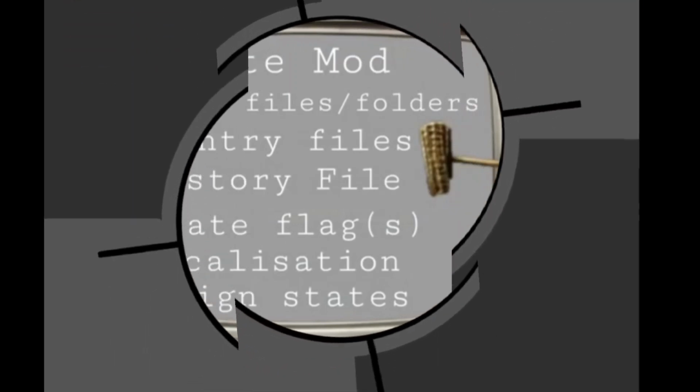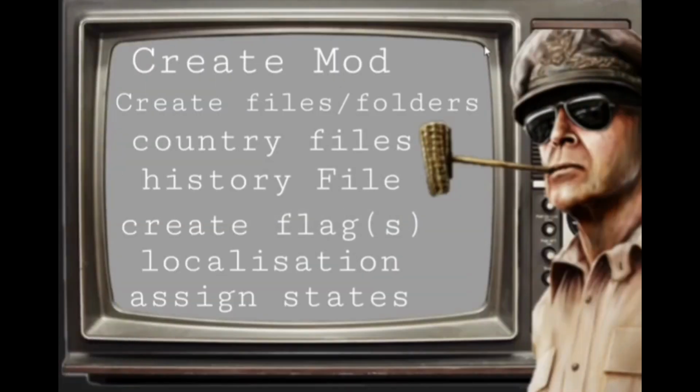Welcome to our first video. In the first video we're going to be making a country. As we make this country, this is a super simple tutorial. I'll try not to go too fast, but try not to go too slow, so it's not like a 30-minute video, I'm hoping. What we're going to be doing is creating the mod, creating the folders and files, creating the country, history file, the flag file, localization, and assigning the states that your country's in.